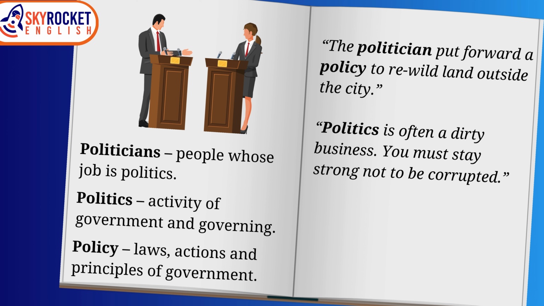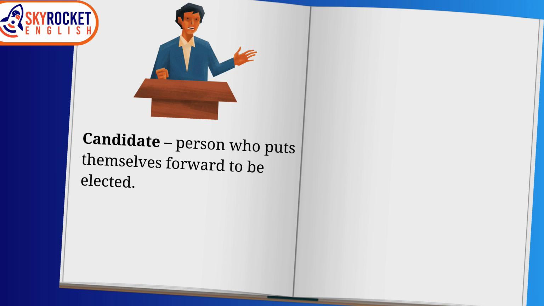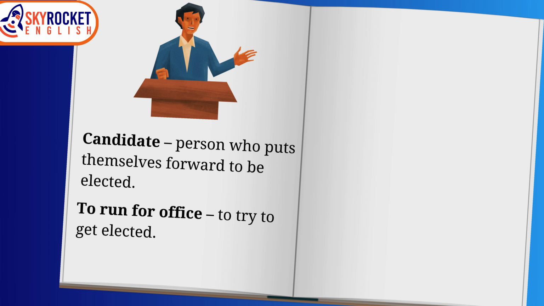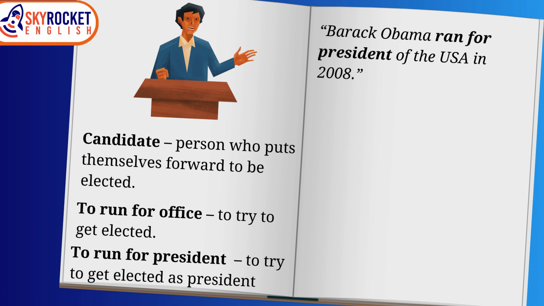Next, let's talk about the process of getting elected. First, there is the candidate, which is the person who puts themselves forward to be elected. Then there is to run for office, which means to try to get elected, and in the USA, to run for president, which is to try to get elected as president. For example, Barack Obama ran for president of the USA in 2008. A candidate, to run for office and to run for president.